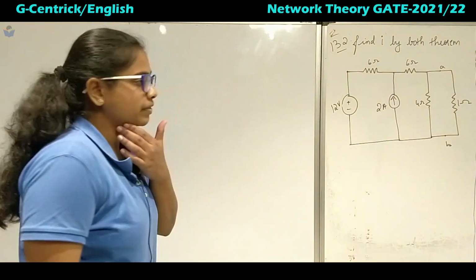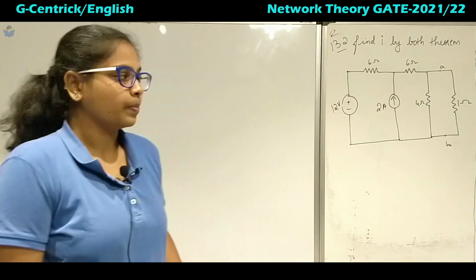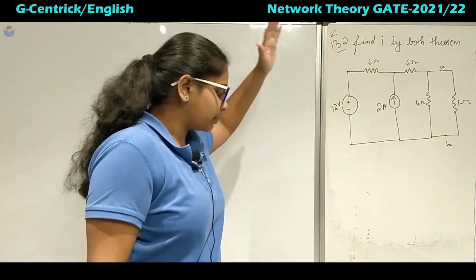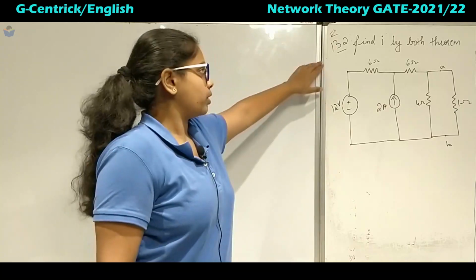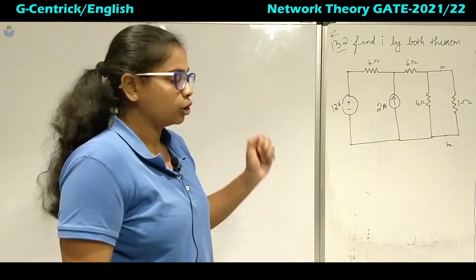So in this lecture we will see the problems based on the Thevenin and Norton theorems. Before going into that, this is question number 132. That means till now we have solved almost 131 questions. From now on, these will be the numbers that we are going to cover for the rest of the questions.